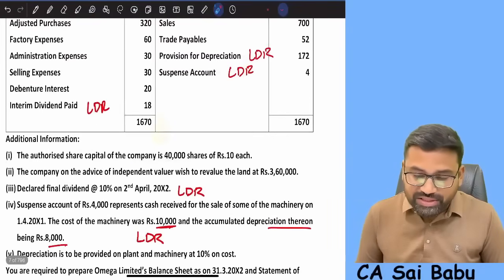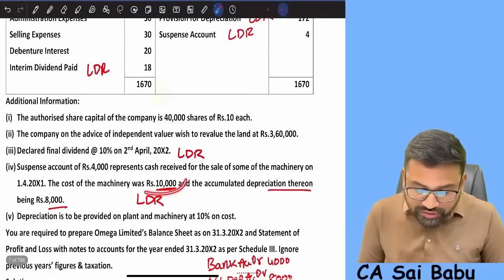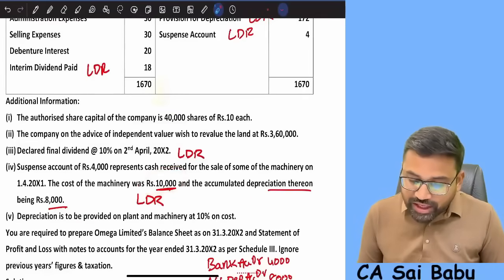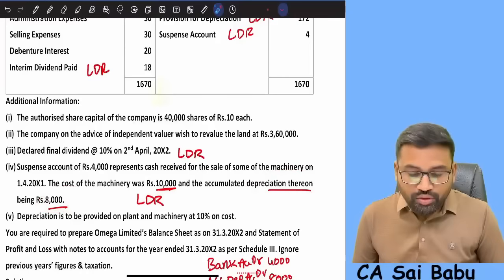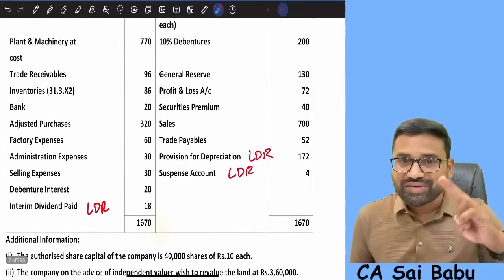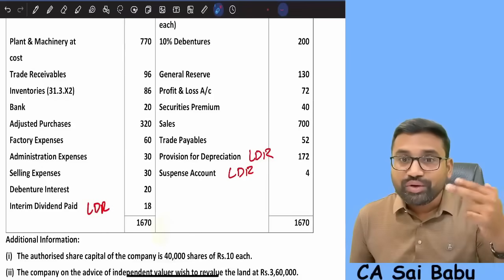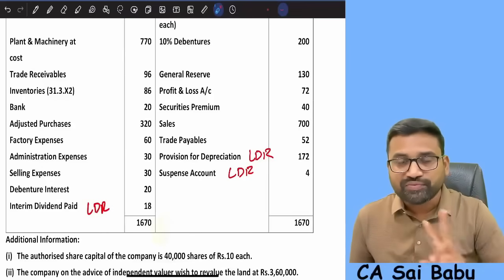They sold some of the machinery for 4,000. The cost of the machinery sold is 10,000. Accumulated depreciation thereon is 8,000. Now, whenever the cost of the asset and provision for depreciation are given separately, sir, the adjustment also will be done separately for the cost as well as the provision for depreciation.